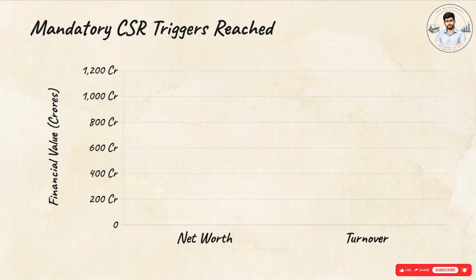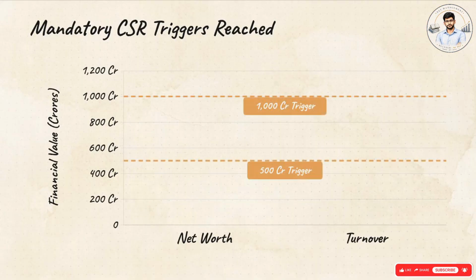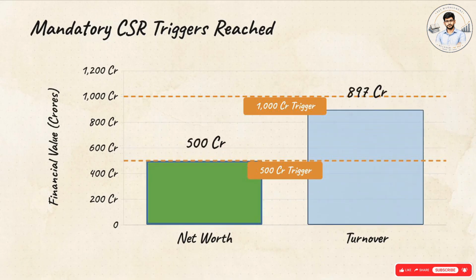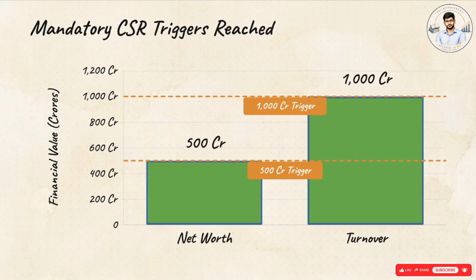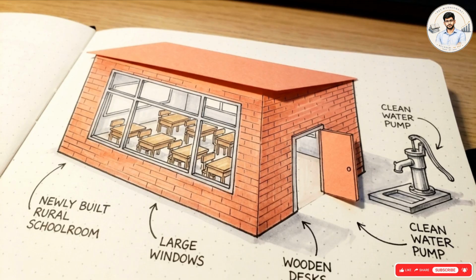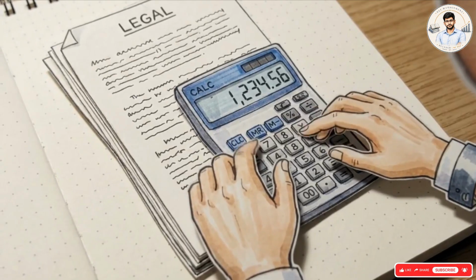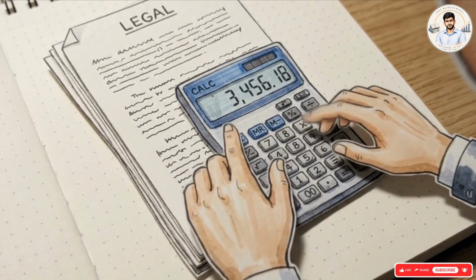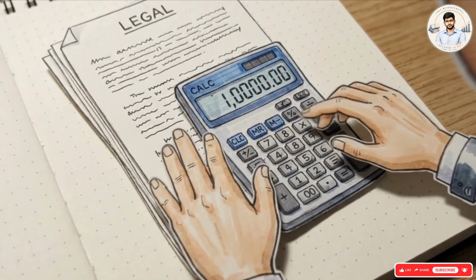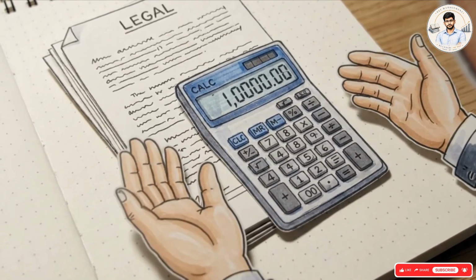And if we look at the criteria listed slightly above that, the triggers are clearly defined. Any company with a net worth of at least 500 crore rupees or a turnover of 1,000 crore rupees is forced to comply. They must direct those funds into approved channels, like slum area development or rural educational programs. With this legislation, the Indian government took a philosophical debate and turned it into an unavoidable mathematical compliance requirement.